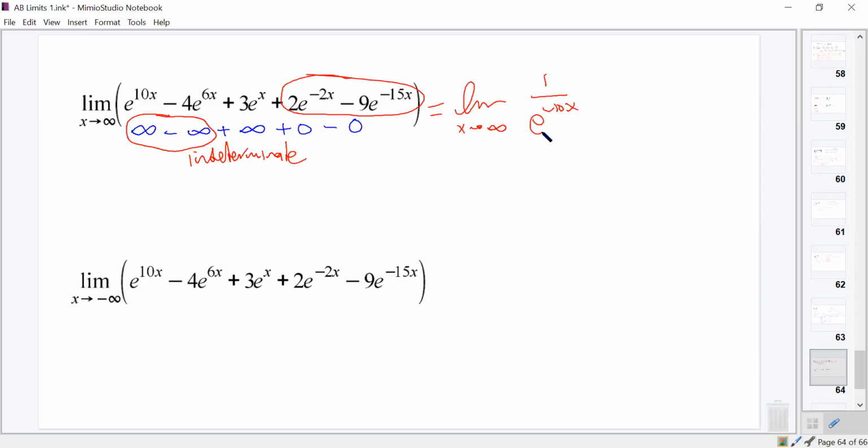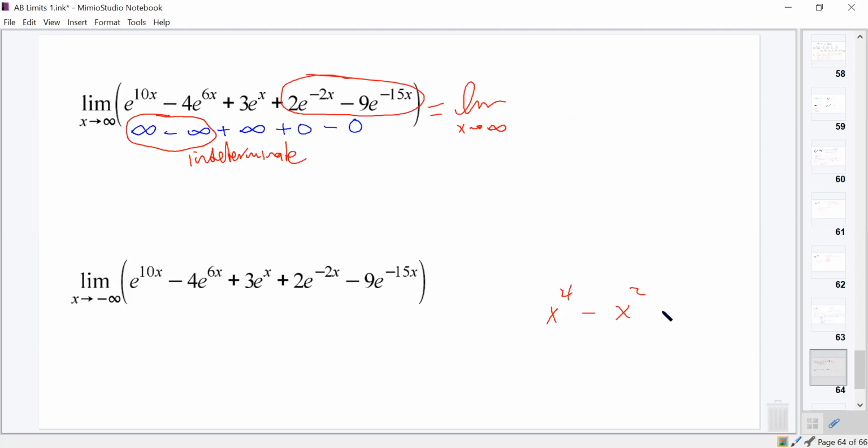Think you still get an infinity if you do that? All right, I'm going to try and help you here then. Let's say you have this. How do I simplify this? How can I rewrite this?